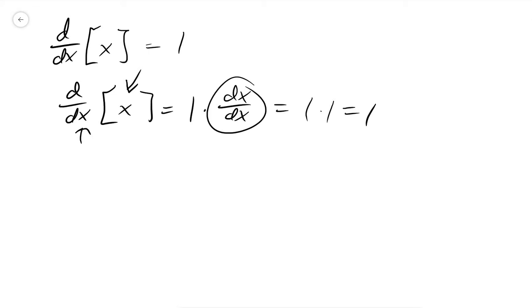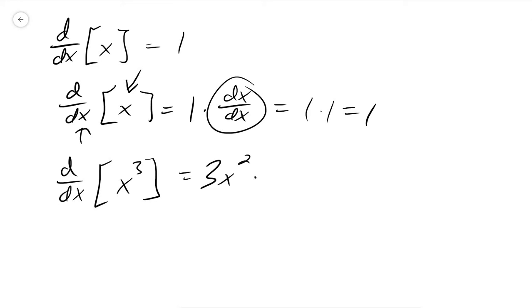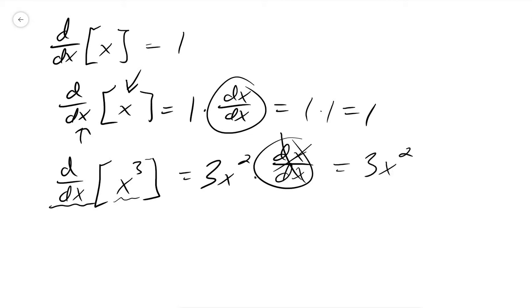And say we had a problem where we're taking the derivative of, let's say, x to the third. Well, of course, we know this is 3x squared, but we actually pick up, again, the derivative of this x variable with respect to x. But again, this just goes away, so we get 3x squared. And that's why when we take the derivative of a variable with respect to the same variable, we never write this, because we just know this is always 1.